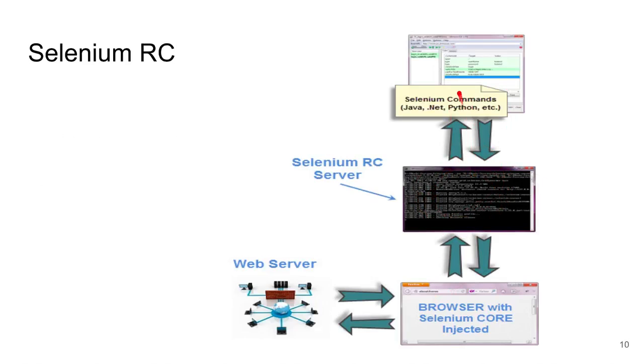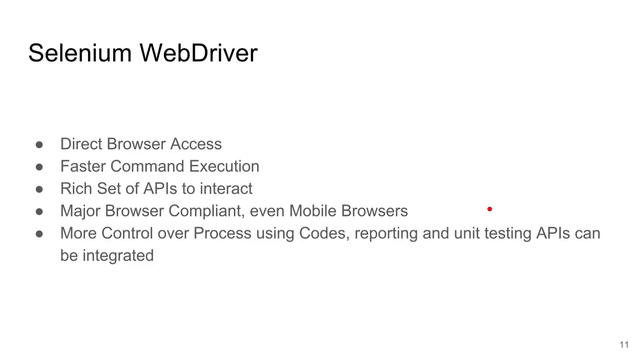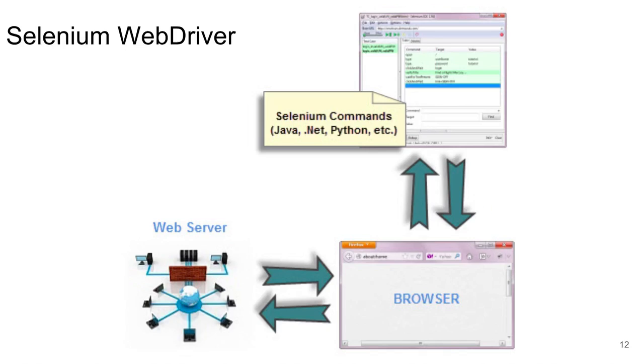It takes the Selenium RC commands from the user, converts and compiles them, connects to a browser and executes them on the browser. So this step was making things slower. Now with Selenium WebDriver, they have removed that step. You can see the browser has direct access. It is directly controlled by the code that you have written. So that is Selenium WebDriver.